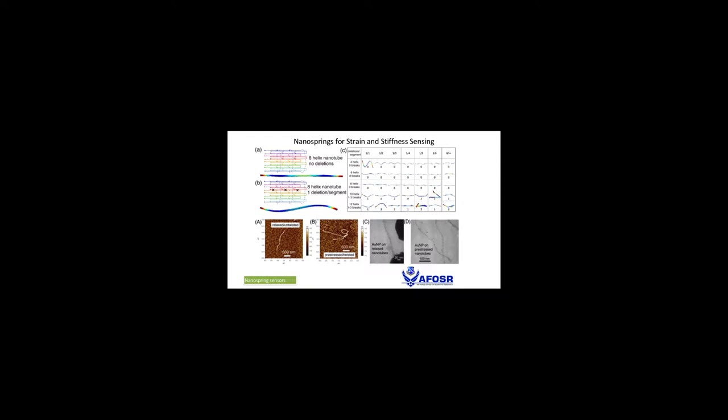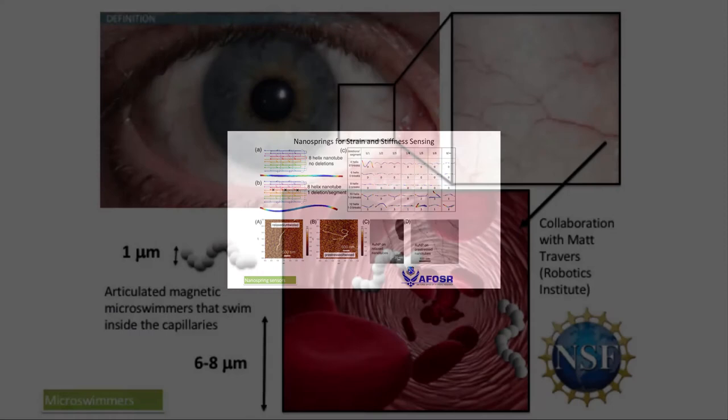So we basically make these little springs, and then on demand we twist and untwist them. The idea is that as they twist, if they're stuck to something, they'll twist less than if they were free in solution. And so if we can directly measure their conformational change, we could actually read out stiffness as a function of length. Oh, I'm pretty close to the end.